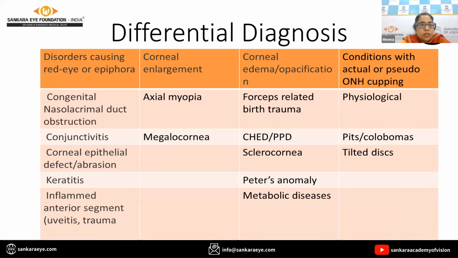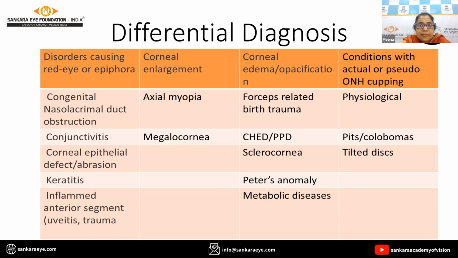Differential diagnosis of this condition can be divided according to the presenting feature. If the baby is having epiphora, then we should keep in mind things like congenital nasolacrimal duct obstruction. Of course, you have to rule out conjunctivitis, which can be associated with severe redness and a yellowish purulent discharge. Corneal epithelial defect or an abrasion has to be ruled out, and of course, any keratitis and inflammatory conditions. If you're noticing only a corneal enlargement, then we have to rule out axial myopia and a much more common condition like megalocornea.